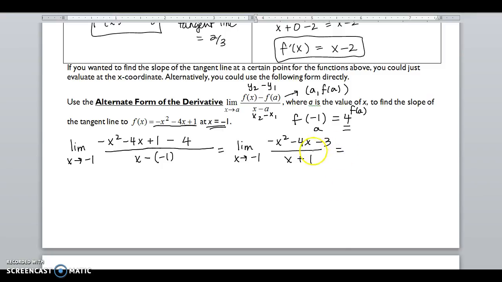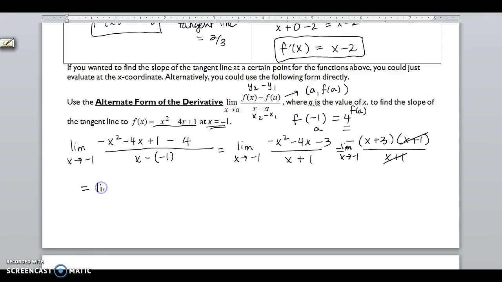So hopefully you thought about it. You want to factor. So you can factor the numerator. Factor out the negative first. And then it's negative x plus 3, x plus 1, all over x plus 1. And I'm sorry, I forgot my limit out in front. Bad form. And we can see here the x plus 1s cancel out.